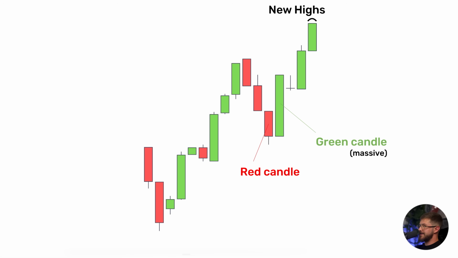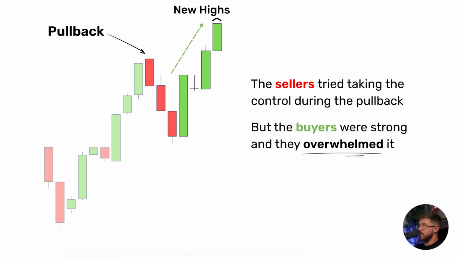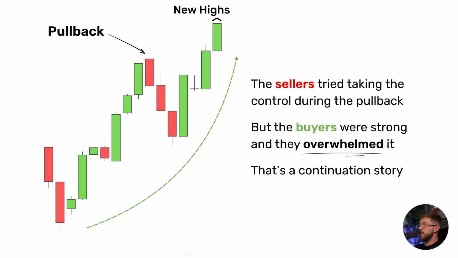What story is that telling you? Well, it tells you that sellers tried to take control during the pullback, but the buyers were so strong that they didn't just reject the selling, they overwhelmed it completely and pushed price to new highs. And that's what we call a continuation story. The trend is not only intact, but it's accelerating.